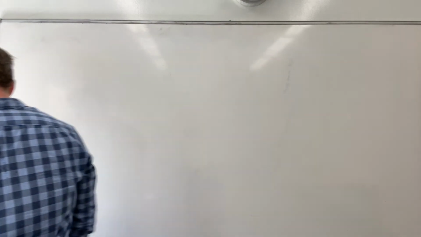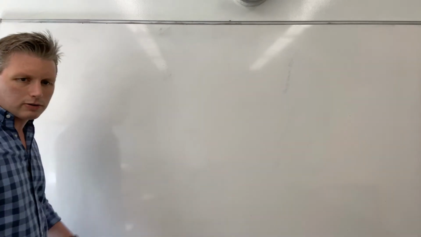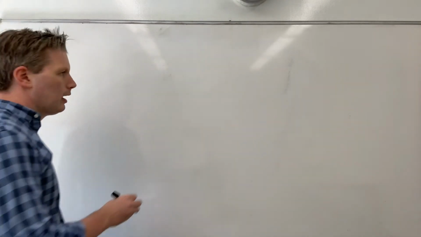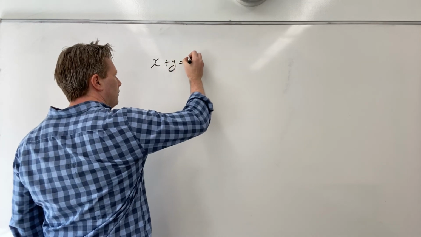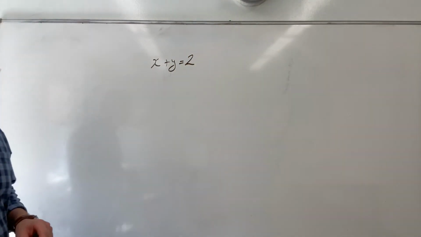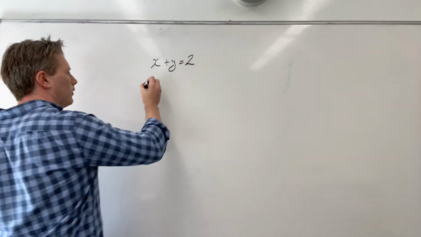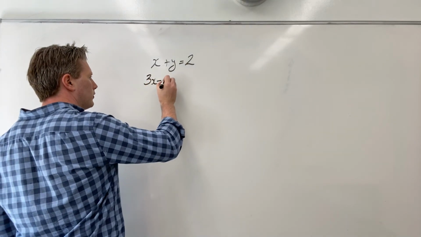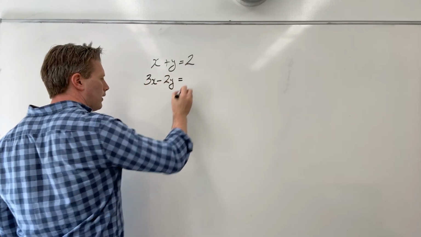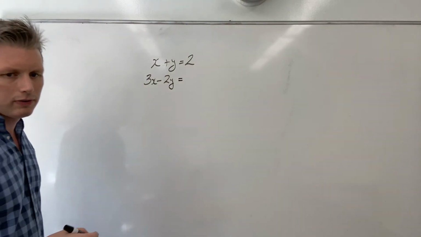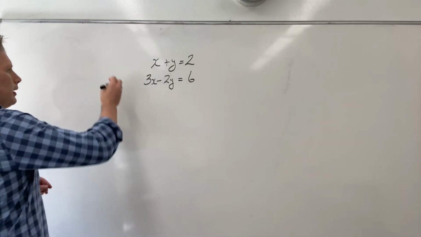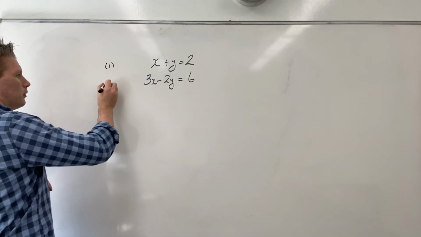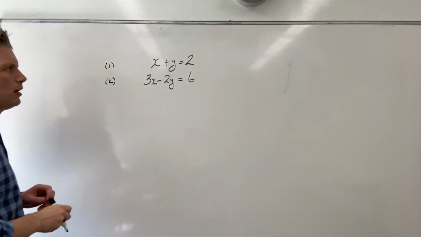So again, I want two linear equations. The two linear equations I'm going to take are x plus y is equal to 2, and 3x minus 2y is equal to 6. Okay, again, I will call this my equation number 1. This here will be my equation number 2.